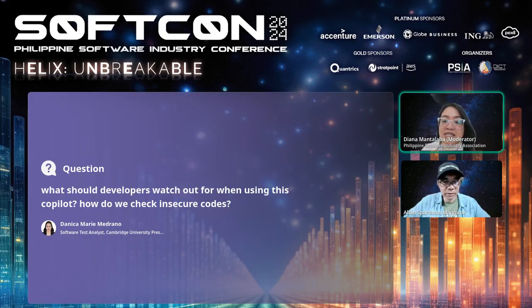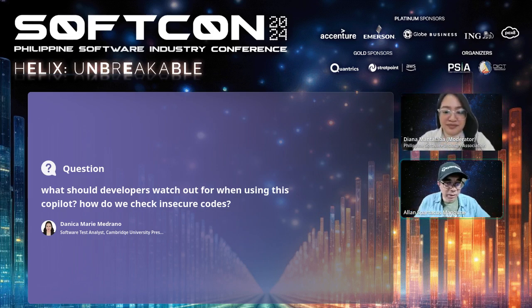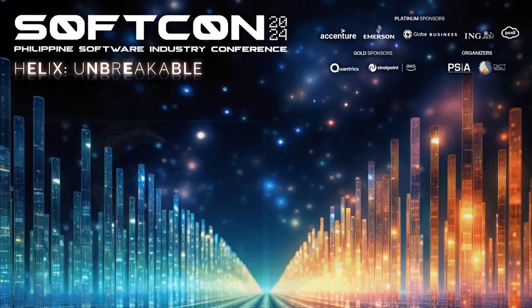Let's start with Miss Danica. What should developers watch out for when using Copilot? How do we check insecure code? Yeah, I think that's a good question. As you can see, I do not really rely on Copilot to just produce the code and then copy and paste, right? I usually check every line of code that is written by Copilot to make sure that it complies with best practices, including best practices for secure code.